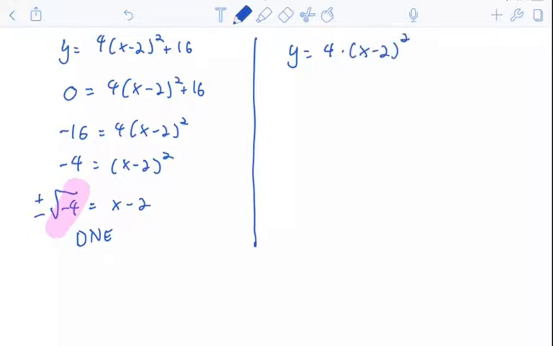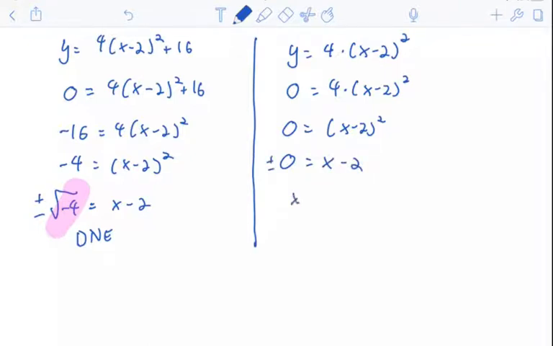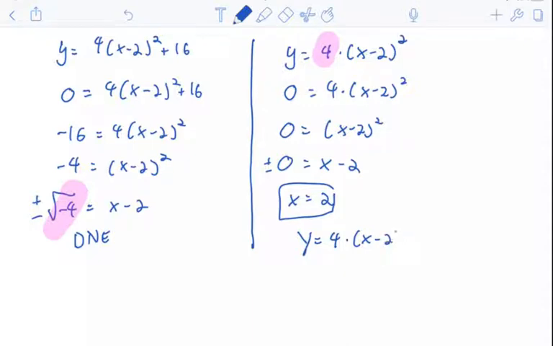Let's change this one to the factored form. All right, so there's no constant to add, so it's divide both sides by 4, I guess. And I take the square root of both sides, so it's 0 is equal to x, or plus or minus 0 is equal to x minus 2. So x is equal to 2. So y is equal to 4 times, 4 is this coefficient, times x minus 2 times x minus 2.